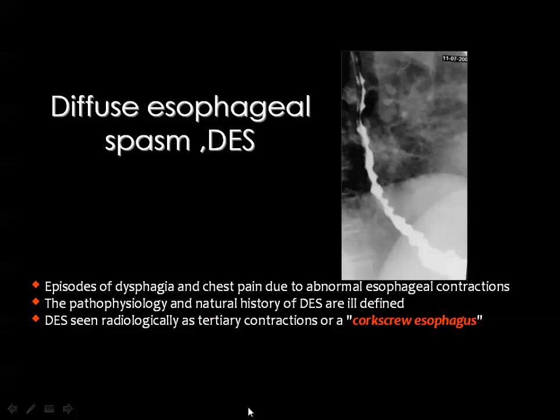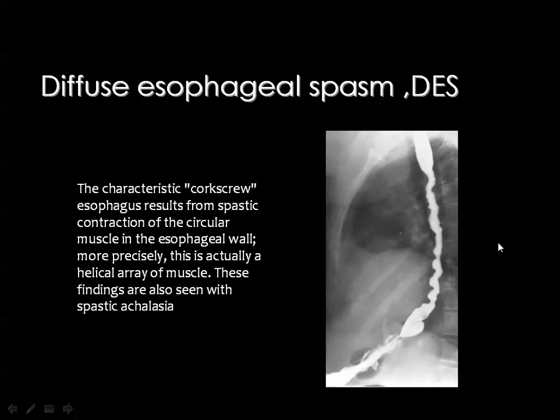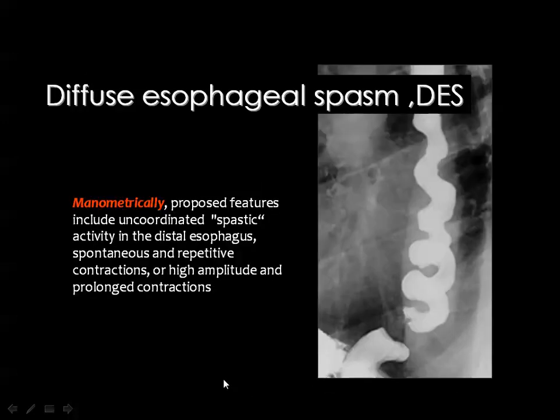Then diffuse esophageal spasm, meaning that there is incoordination of the contractions and relaxations of the esophageal wall, resulting in the appearance of corkscrew esophagus, and this will result in episodes of dysphagia and chest pain due to abnormal esophageal contractions. You can see this is a classic appearance, usually seen in elderly patients, and there are numerous contractions through the esophageal wall.